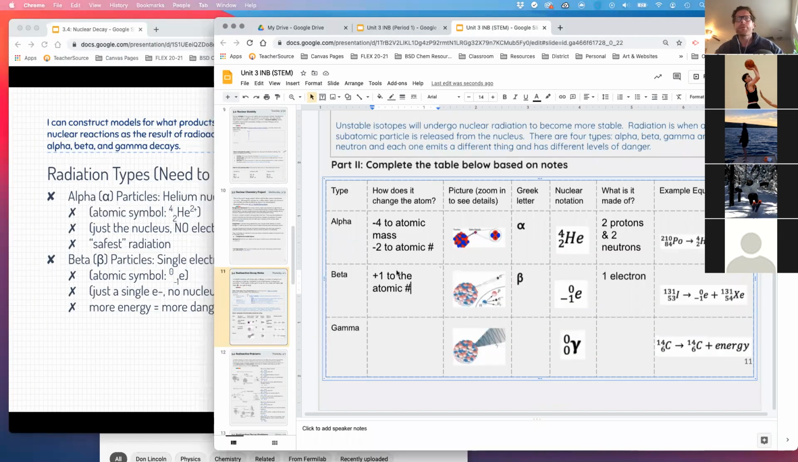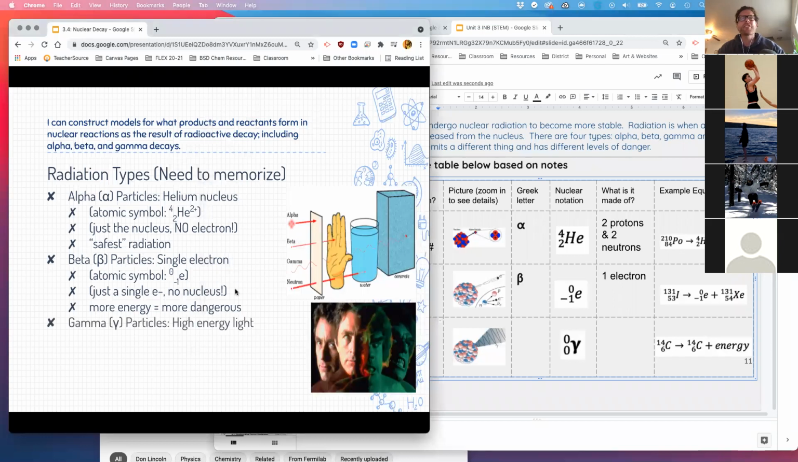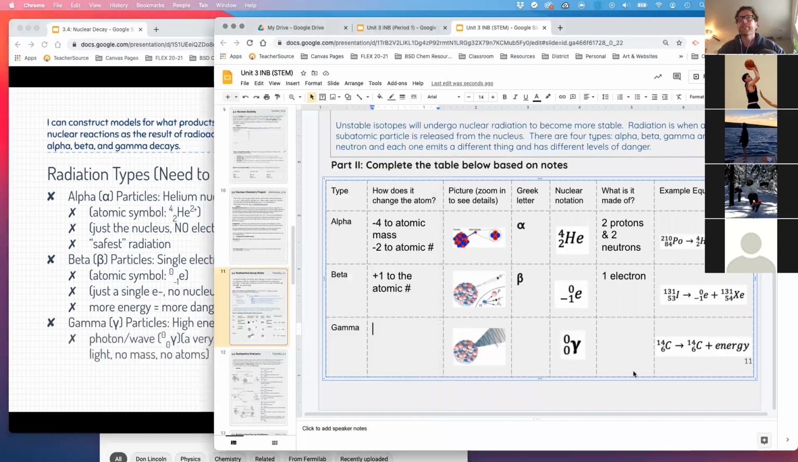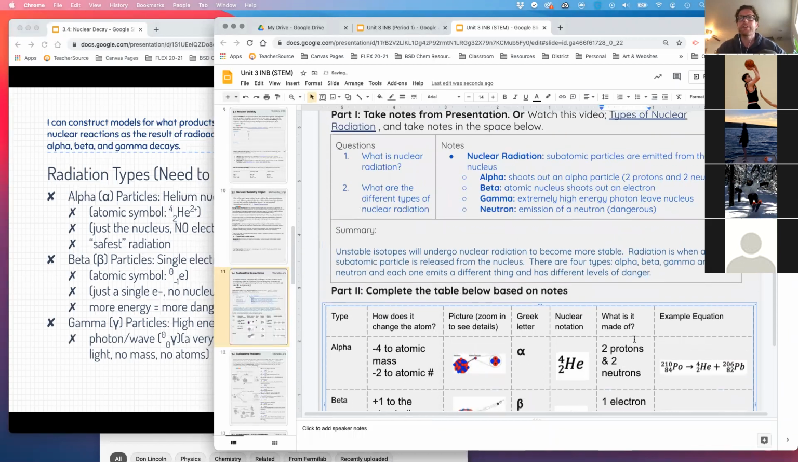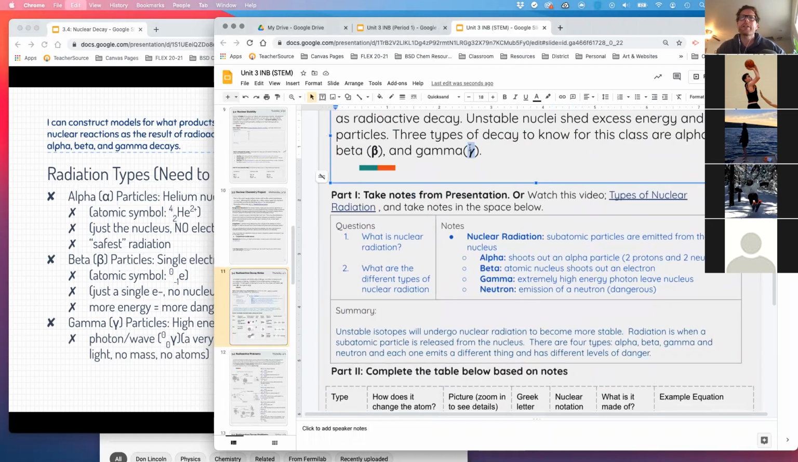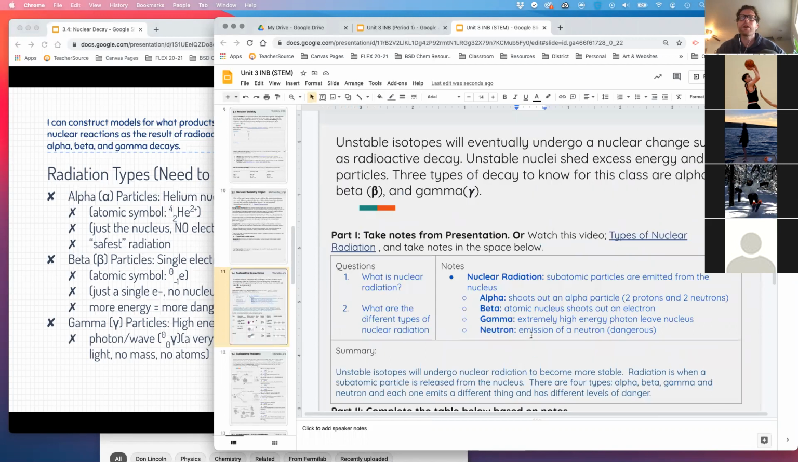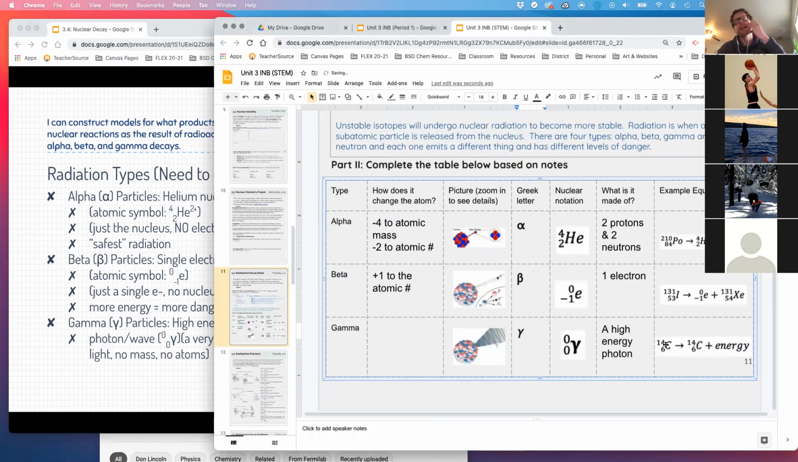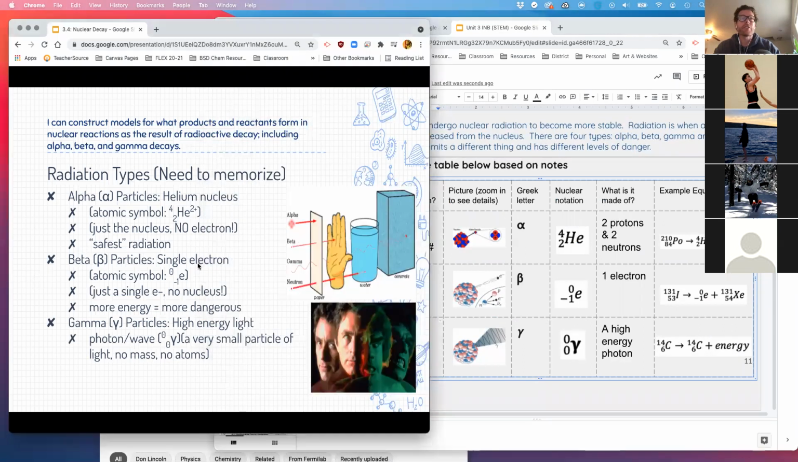And the last type that we're talking about is gamma. And gamma actually is just high energy light. It's a photon, okay? A high energy photon. And the Greek symbol that we use for it, maybe Latin symbol, is this one right here. It's kind of like a backwards lowercase y. That's what it reminds me of. And look at this. It doesn't affect the atomic mass. It doesn't affect the atomic number. All right. It's just energy. And it can be pretty dangerous energy.